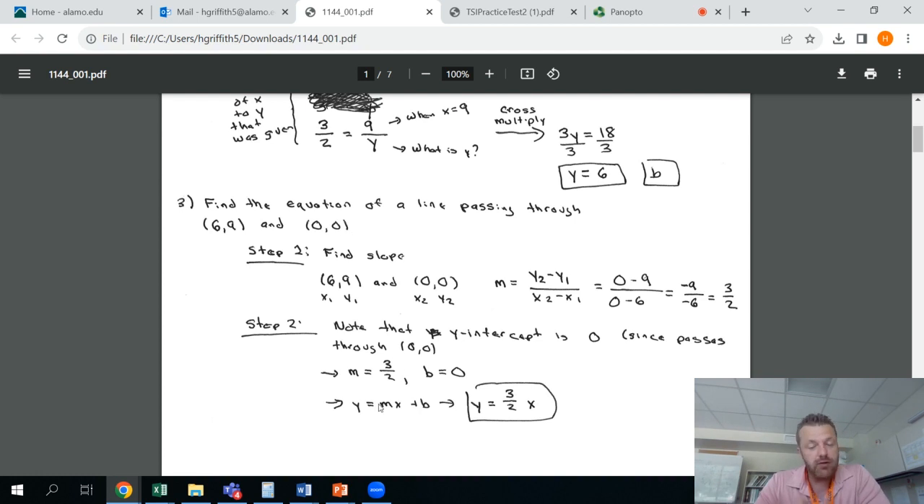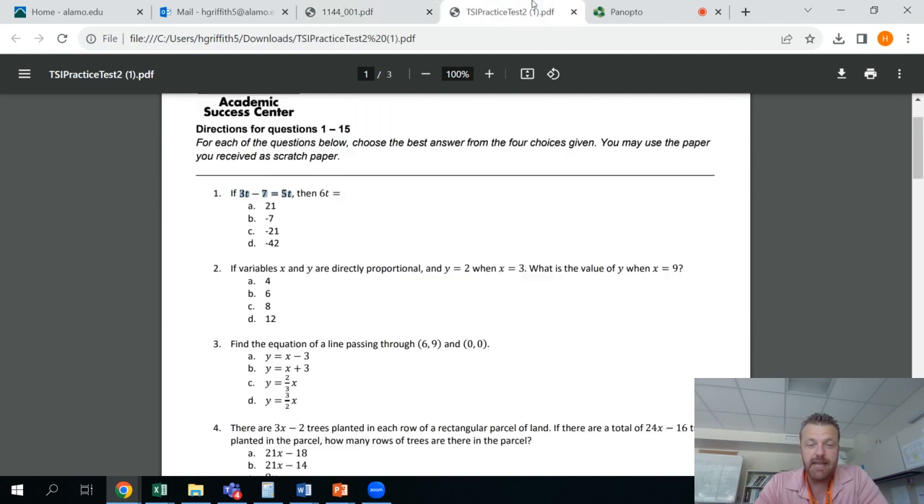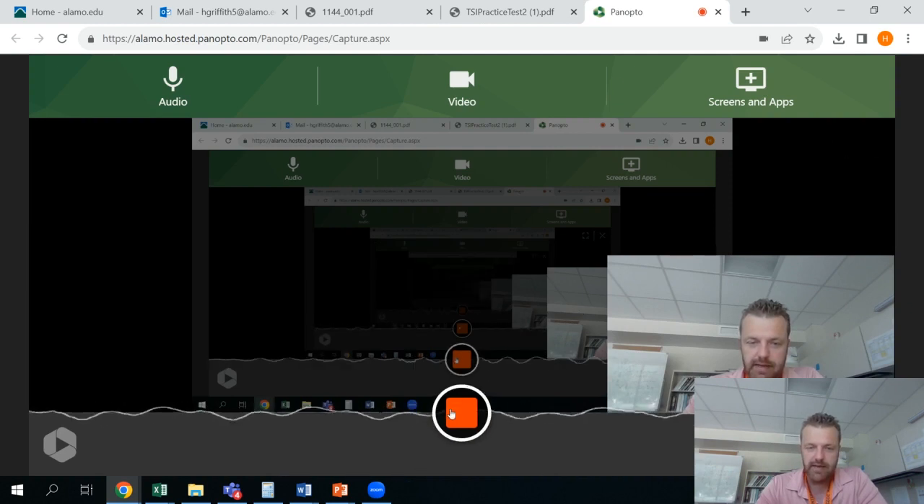So you can match up the general form y equals mx plus b, knowing that we computed the slope m to be 3 halves, and knowing that b is 0. In this case, y is just equal to 3 halves times x. So that will actually be answer D there. So that is it for the first 3 questions, and I'll see you all in the next video.